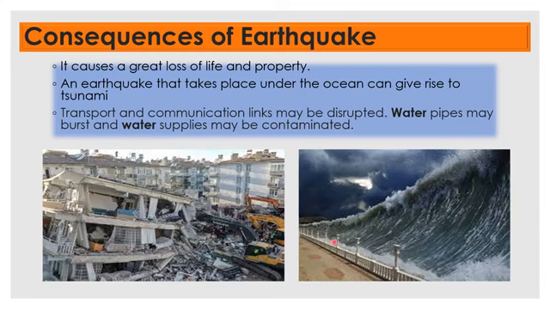Transport and communication links may be disrupted, water pipes may burst, and water supplies may be contaminated. So because of earthquake, maybe the transportation, communication, and the water supplies, food supplies, all will be damaged. Everything will be trapped under these boulders and you cannot reach anything after an earthquake. So because of the earthquake, there is so much great trouble in the living of we humans.